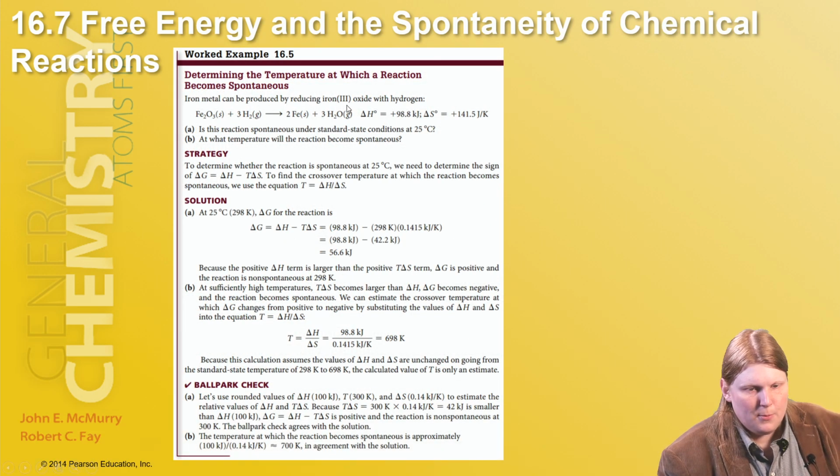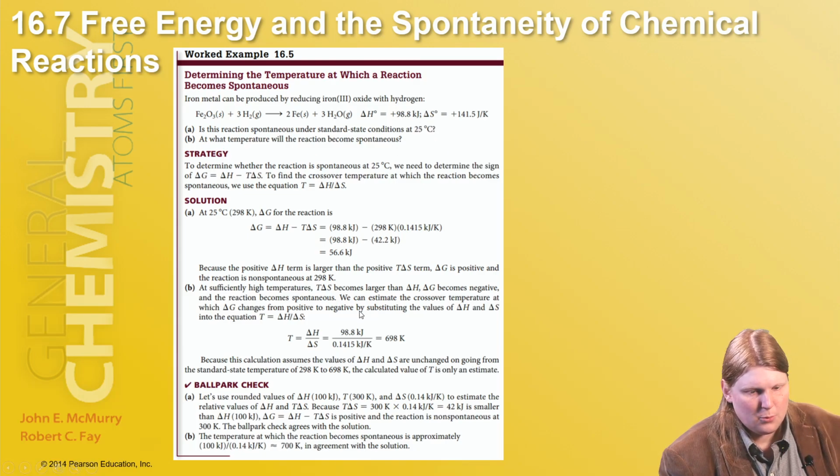So iron metal can be produced by reducing iron(III) oxide with hydrogen. And they ask us here, is this reaction spontaneous under standard state conditions? So they calculate delta G for the reaction by looking up the values. They provided them here for us, so they were able to just plug these values right in and calculate that delta G is a positive number, so that means it's non-spontaneous at 298 K or 25 degrees Celsius.